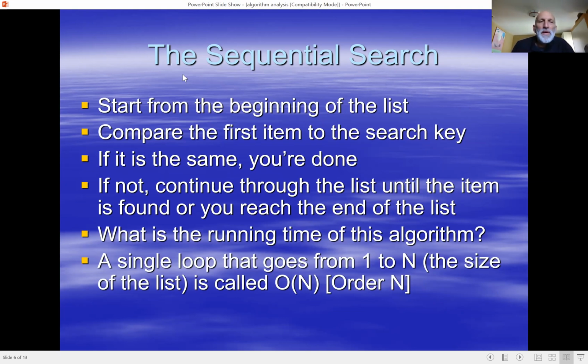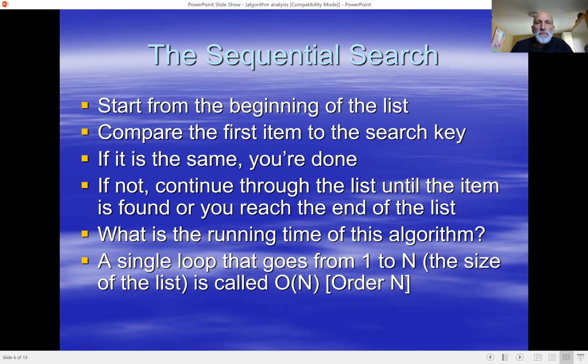So this is what you need to know for the test. Sequential search: start from the beginning of the list, make your way through until you find what you're looking for or you get to the bottom of the list, and that is known as an order n algorithm. So then the question is, well, is there a better way? Well, no, there isn't, if the list has no order to it.